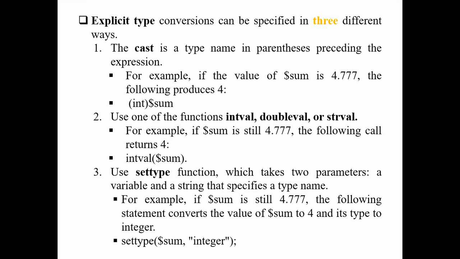And then we have another method, that is the third type. It is using the settype function. The importance of this settype function is that it takes two parameters.